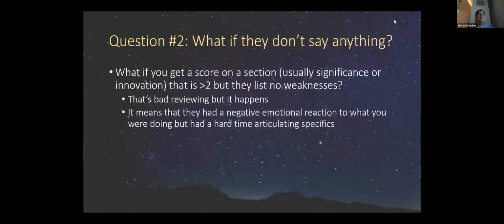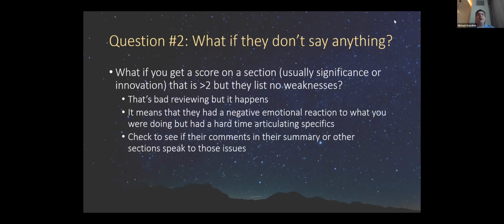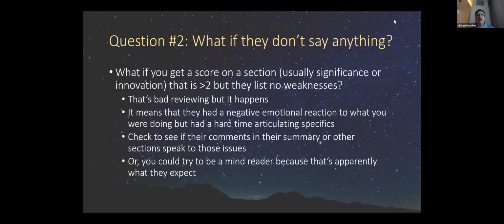And that's because they didn't like it, but they can't tell you why. And so what do you do? First, check to see if their comments in their summary or other sections maybe speak to why they didn't like the significance or whatever. Usually it's significance where you see this, but you could see it in investigators, you could see it in environment, whatever. See if you can glean it from somewhere else, or try to be a mind reader, because that's apparently what they expect you to do.